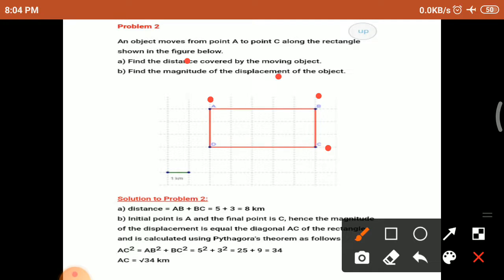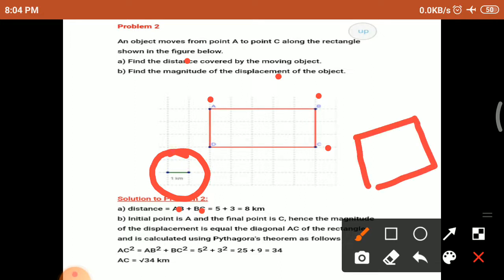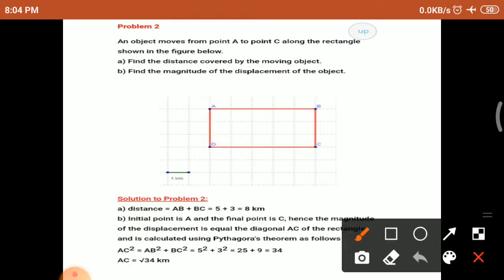So the distance is A to B and B to C. A to B, see here, one box is equal to 1 kilometer. So how many boxes here? 1, 2, 3, 4, 5. So A to B is 5 kilometer. B to C is 1, 2, 3. B to C is 3 kilometer. So the total distance is 8 kilometer.